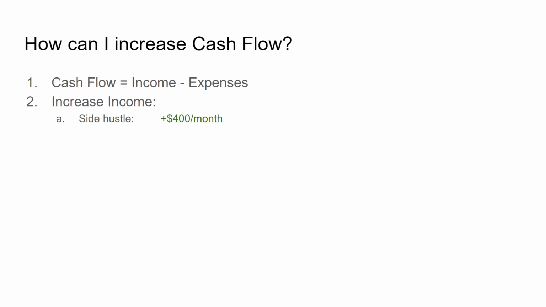Again, these are just numbers just for arithmetic, mathematical purposes. You might find a side hustle for 100 a month. You might find that side hustle, you make 4,000 a month. Great. But that's one way to increase my income. I can get passive income from investments or properties. I can do more work. Increasing my income increases my cash flow.